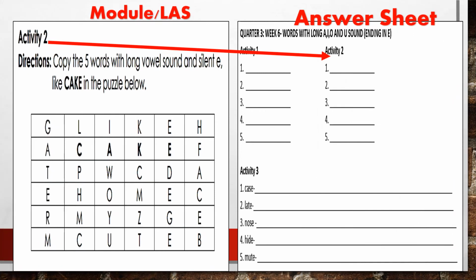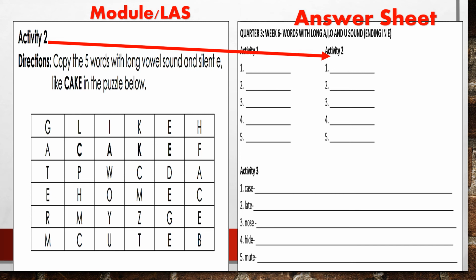Okay, there you are. That's activity number 2. It says there, copy 5 words with long vowel sound and silent E, like cake. Oh, look at the example, cake. Now, all you have to do is to find another word with letter E at the last part and with long vowel. So, piliin daw ninyo yung mga salita dyan sa puzzle na mahaba yung vowel niya, yung tunog, at may letter E sa huli.